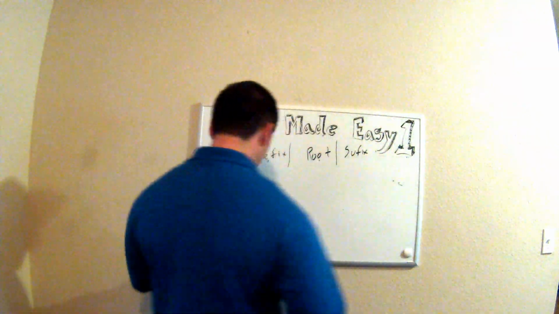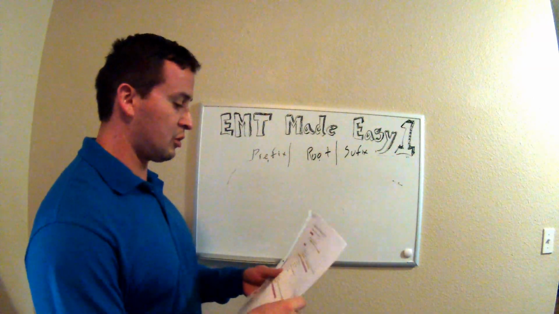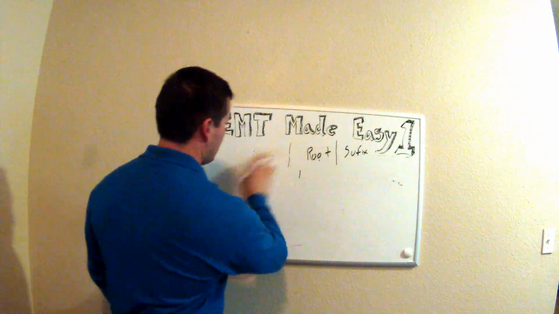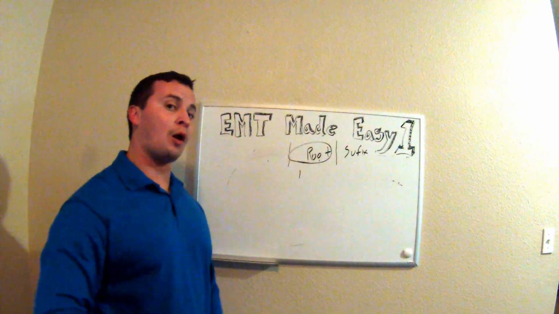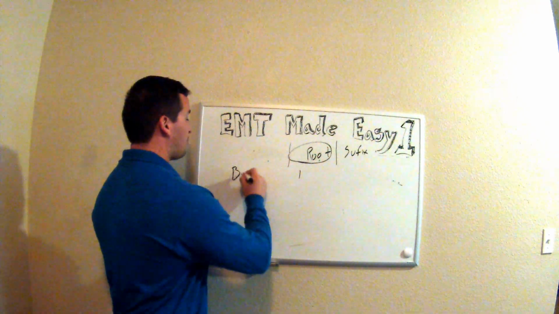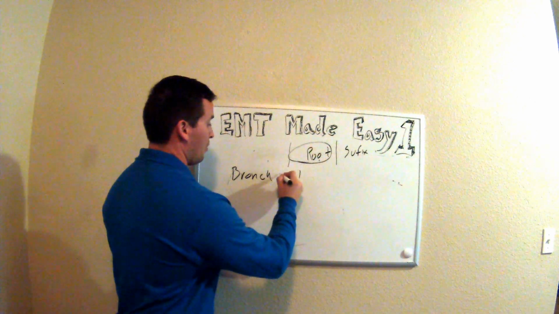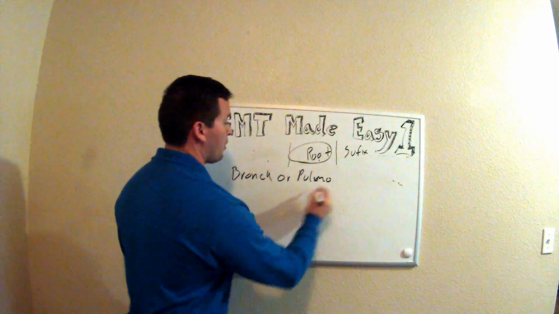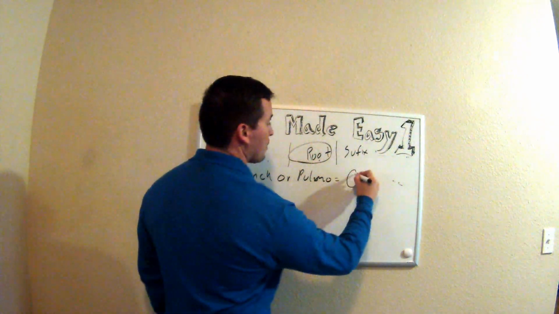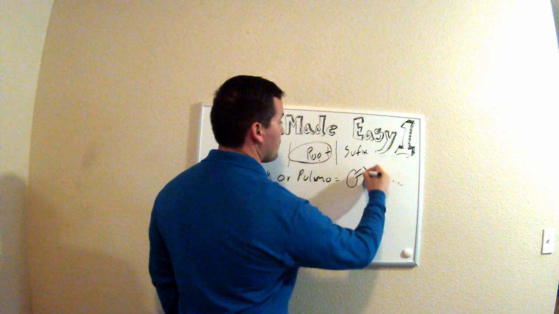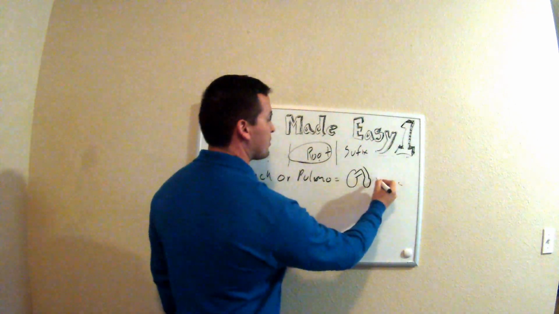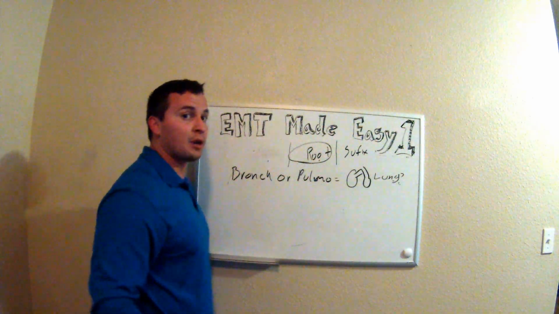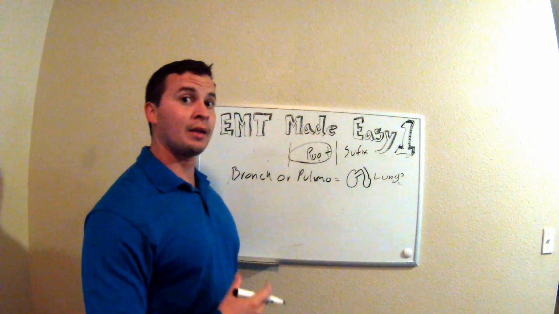All right, so let's go into some root words. This is what we're talking about now, root words. So every time you see bronco or pulmo, think lungs, by the way. Bronco or pulmo means lungs. So every time you see pulmo, think lungs.